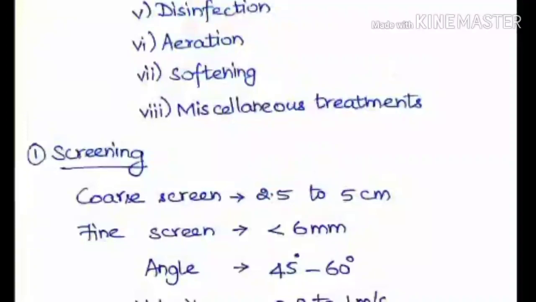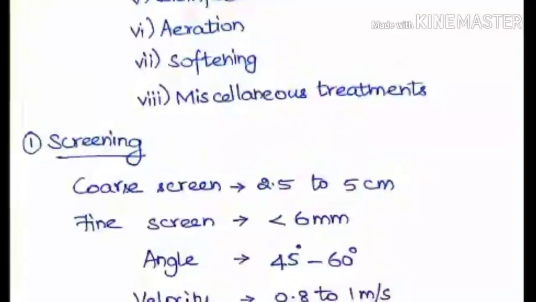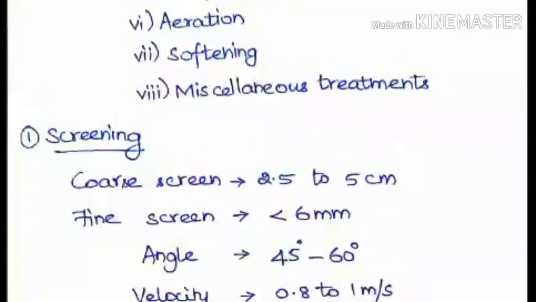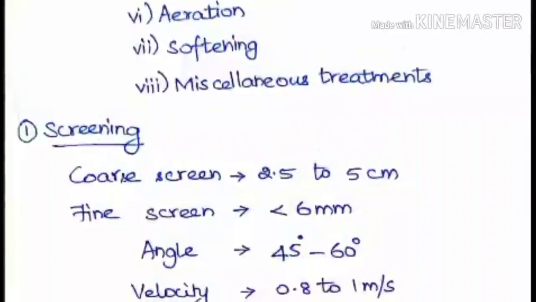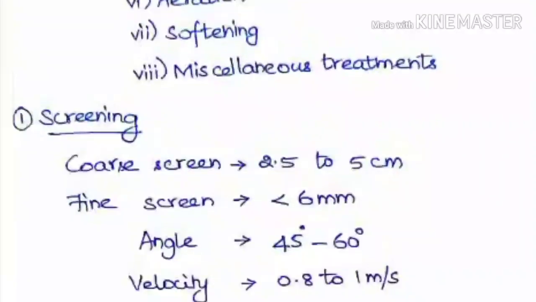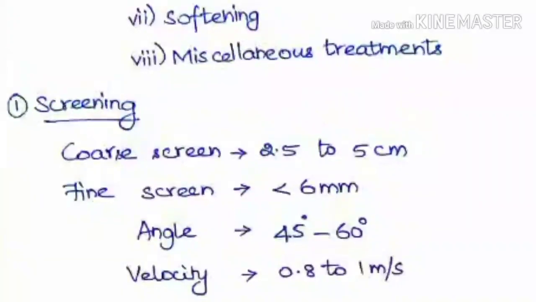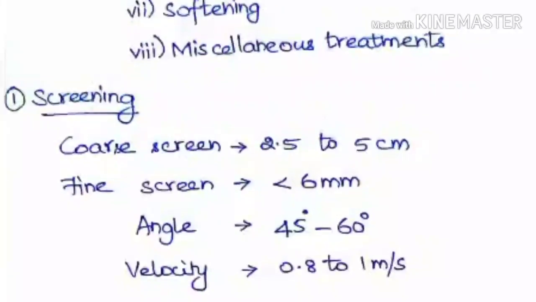The angle at which the screen is set up is nearly 45 to 60 degrees, so that the coverage of the area will be more and more water can be screened. The velocity of the water passing through the screen should be 0.8 to 1 meter per second only. So it is a very slow motion.